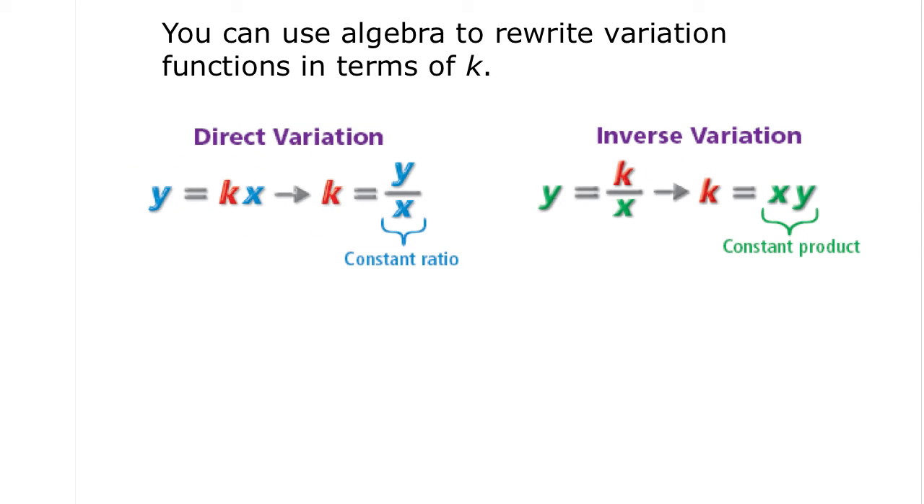On this slide, we're just looking at the difference in direct and inverse variation if we solve the general form for k. So if we solve for k here, or divide both sides by x, we get this. So k is going to equal y divided by x. If it's true direct variation, then that is going to be a constant ratio there. In inverse variation, to get k by itself, I'd multiply both sides by x. So you get k equals x times y. And if it's true inverse variation, then this is going to be a constant product.